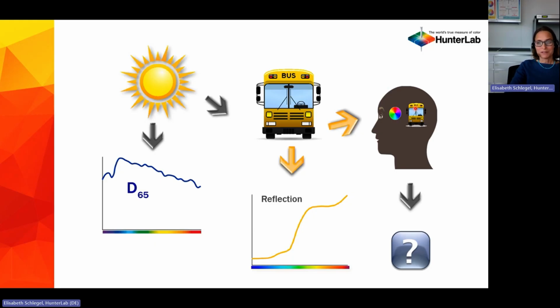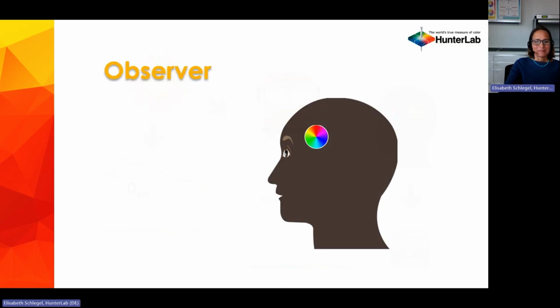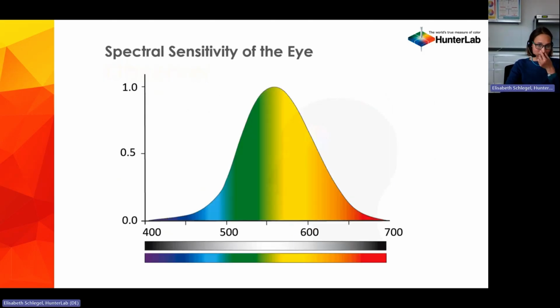And now we come to the most difficult part here, the human being, as always. And we will have a look at the observer. First, it's interesting to know that the spectral sensitivity of the eye is changing a lot. So from 400 to 700 nanometer, that's the visible range of the light here.